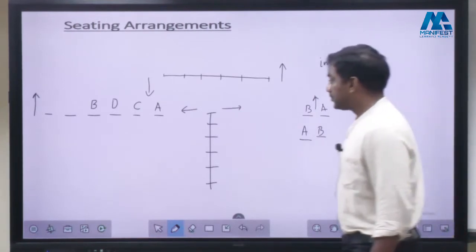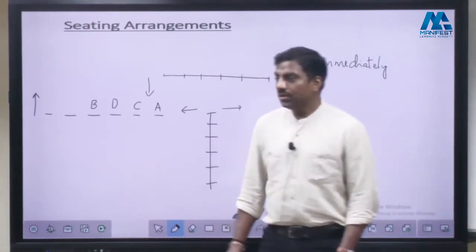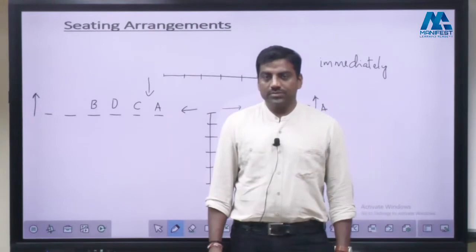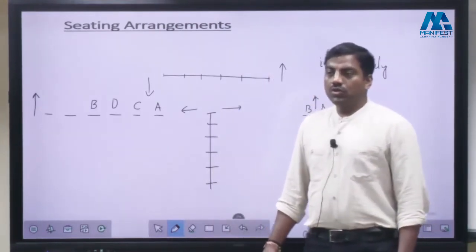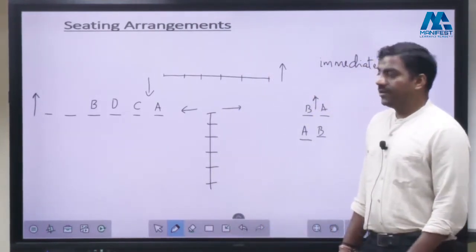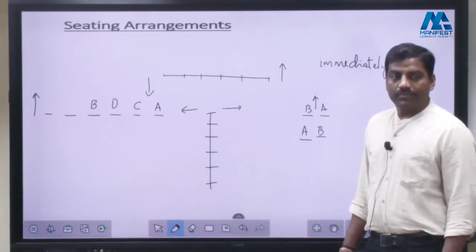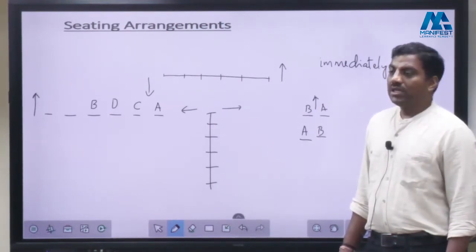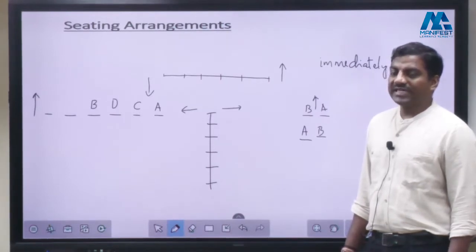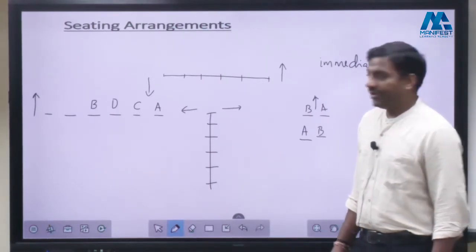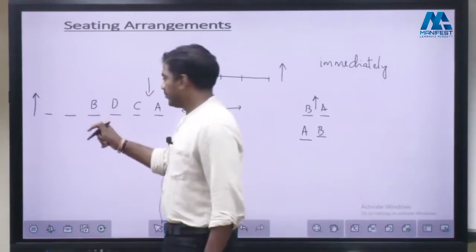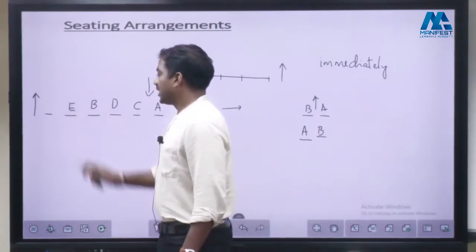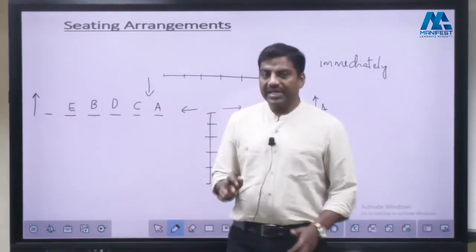Okay. Now, if I say E is sitting 2 places to the left of D, or second to the left of D, where should I fill? Here? Correct? Yeah? Are you making sense?